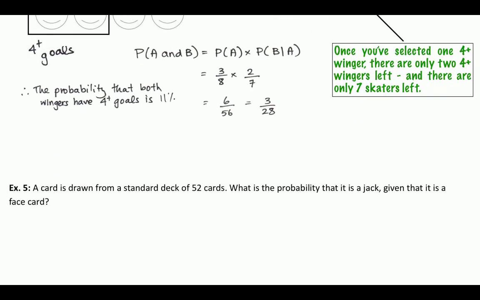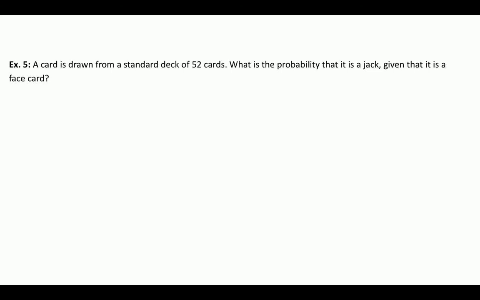All right. So final example for today. Okay. Asks a little bit of a different question. So a card is drawn from a standard deck of 52. What's the probability that it's a jack, given that it's a face card? Notice here, they're not asking what's the probability it's a jack and it's a face card. We're not being asked for the probability of a compound event. We're being asked for a conditional probability.